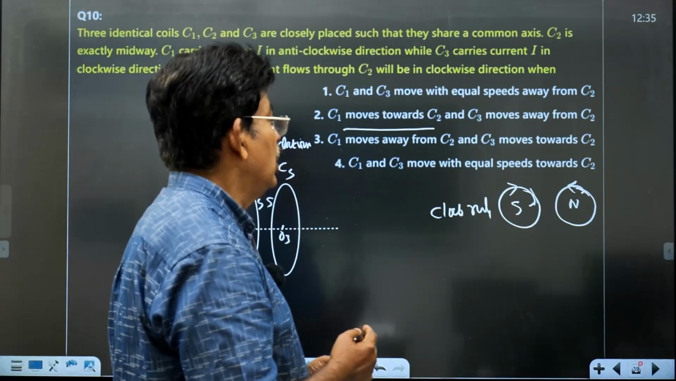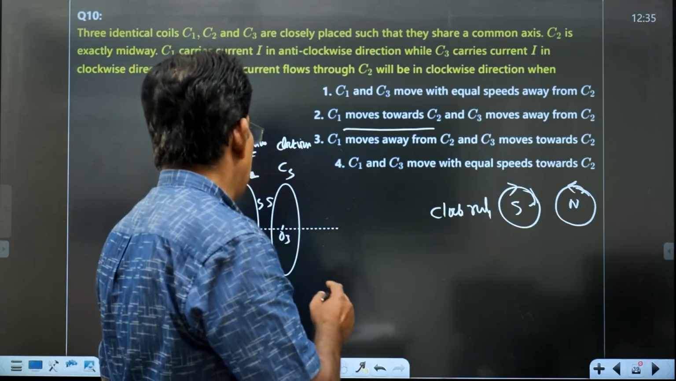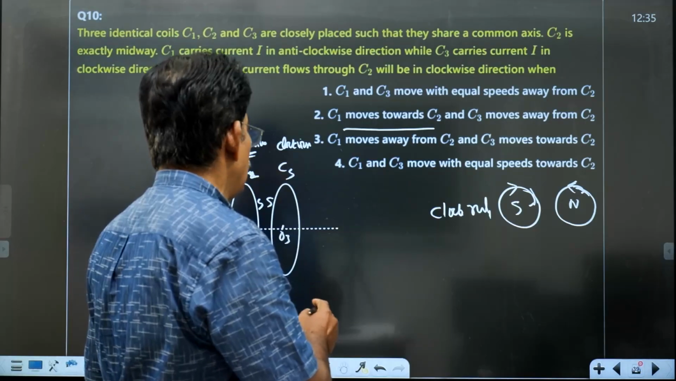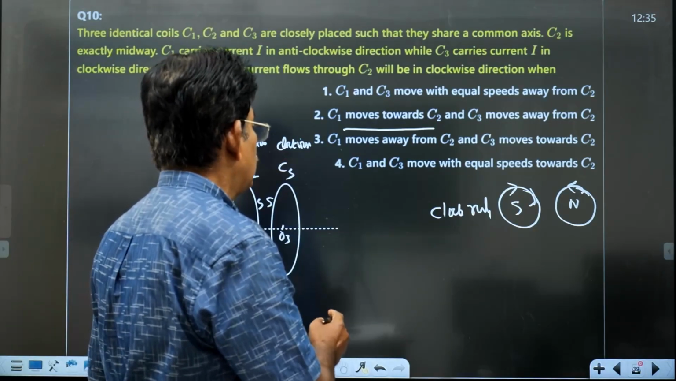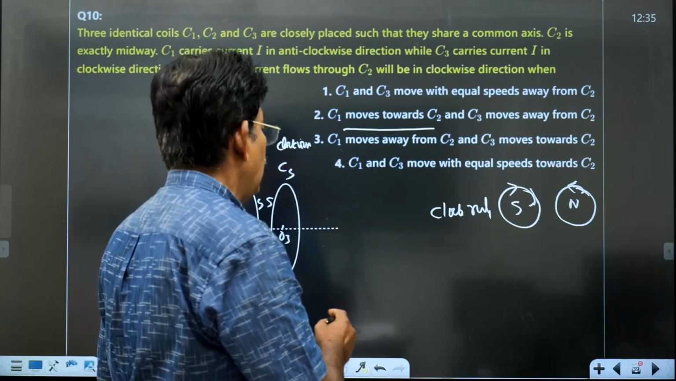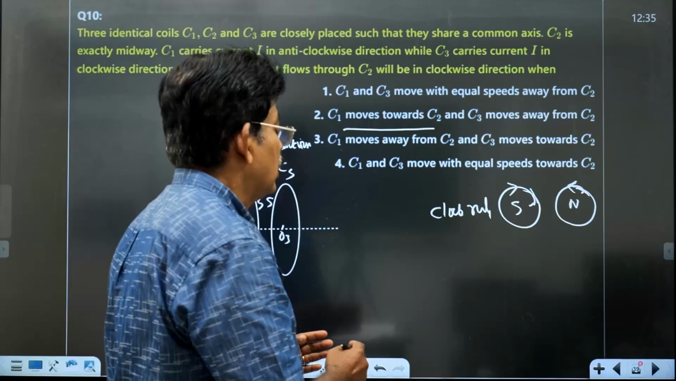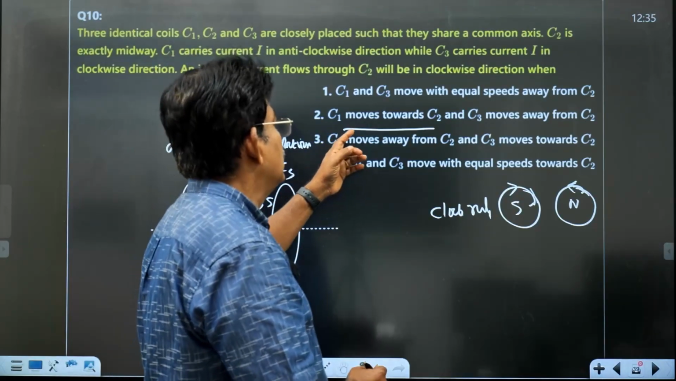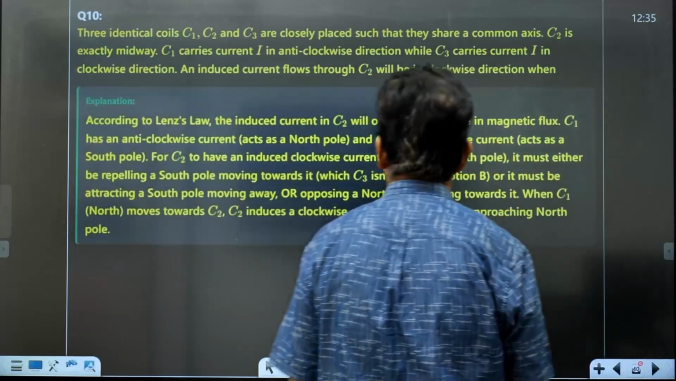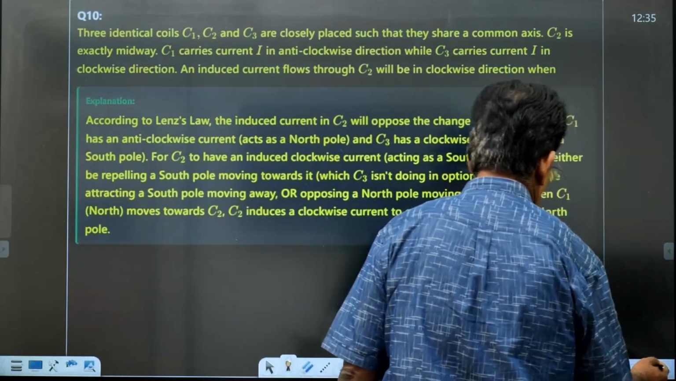C3 will be moving because of the development of induced current in C2. Between C1 and C2, one side is a north pole, the other side is a south pole, they will be attracting, moving towards each other. Between C2 and C3, both sides are south pole. What will be happening? They will be repelling each other. So this will be happening. C1 moves towards C2 and C3 moves away from C2. Next, that explanation I have avoided.